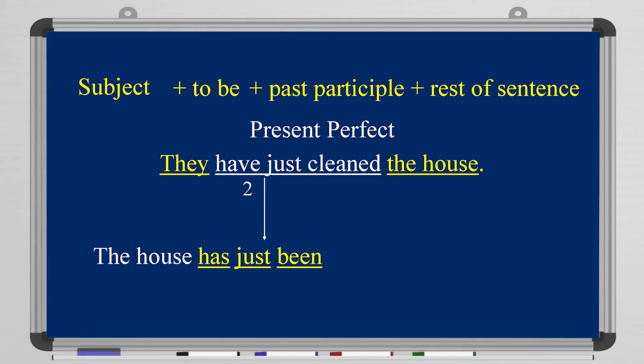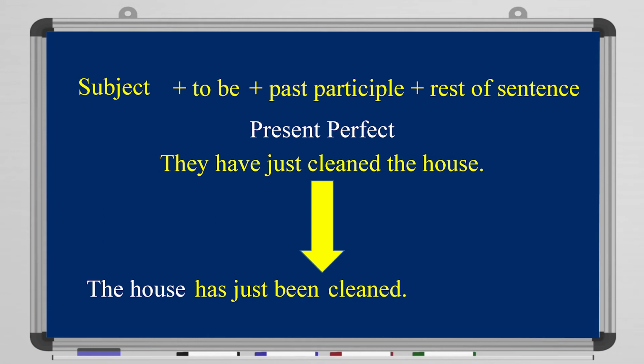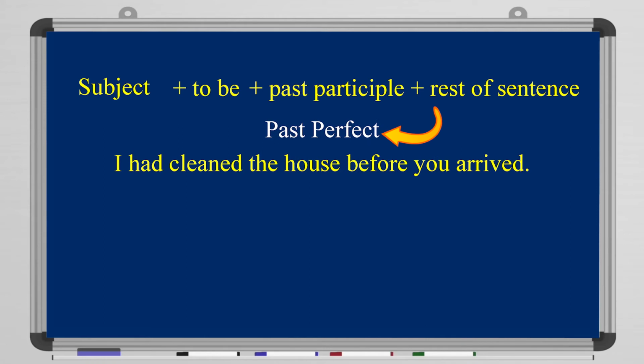Been. Excellent. So it's have or has plus been plus the verb in the past participle. So cleaned stays as it is, right? Because it is already in the past participle, because the present perfect has the verb in the past participle. So you can use it. Right? So the answer is, the house has just been cleaned. That's it. Let's look at the next one.